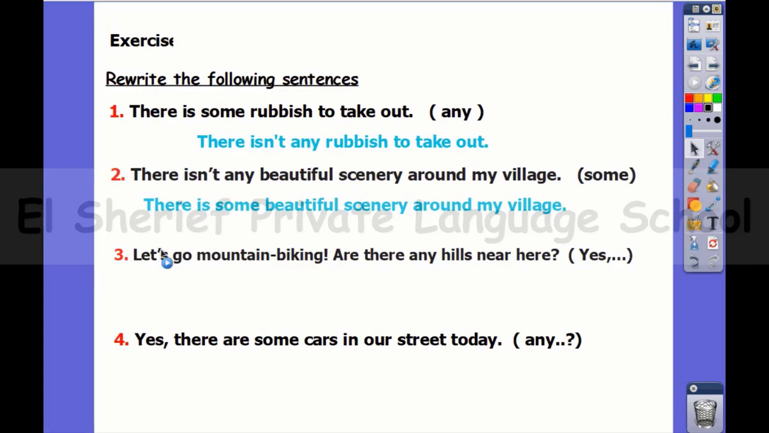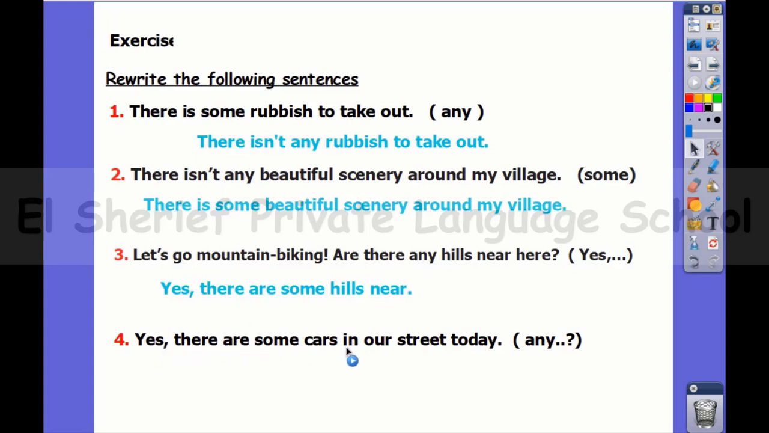Okay, number 3. Let's go mountain biking. Are there any hills near here? Use yes. So of course this is going to be an affirmative statement. We're going to use some. So the sentence is going to be something like this. Yes, there are some hills near. Number 4.